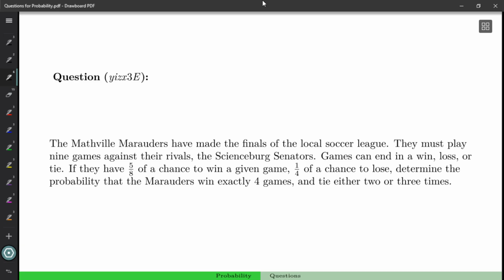The Mathville Marauders have made the finals of their local soccer league. They must play 9 games against their rivals, the Scienceburg Senators. Games can end in either a win, loss, or tie. So if the Mathville Marauders have a 5/8 chance to win any given game, a 1/4 chance to lose any given game, determine the probability that the Marauders win exactly 4 games and tie either 2 or 3 times.